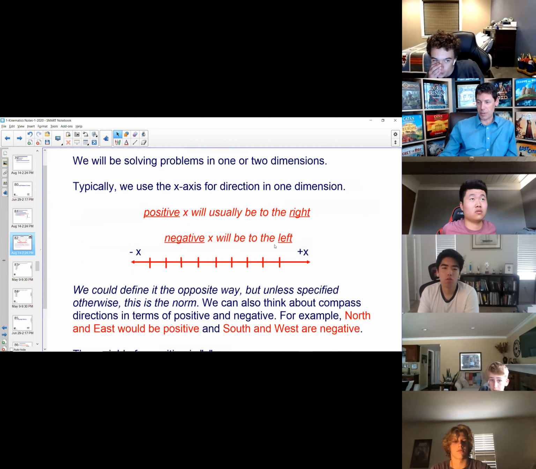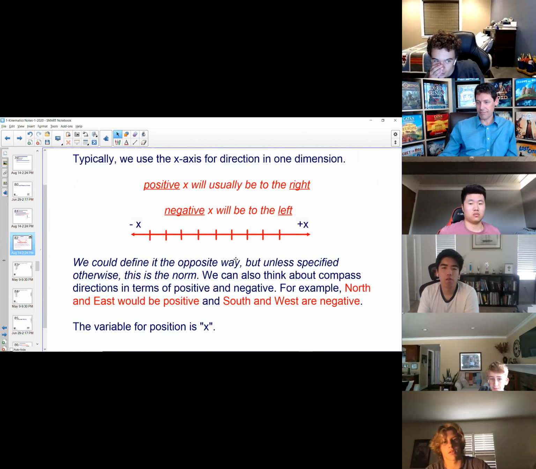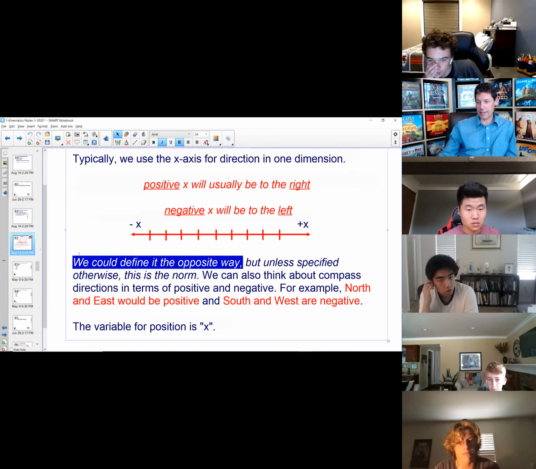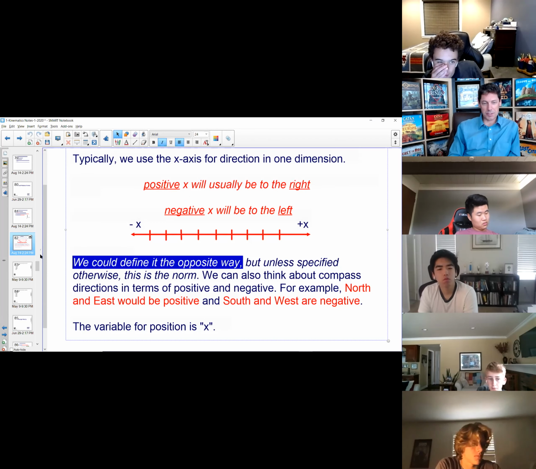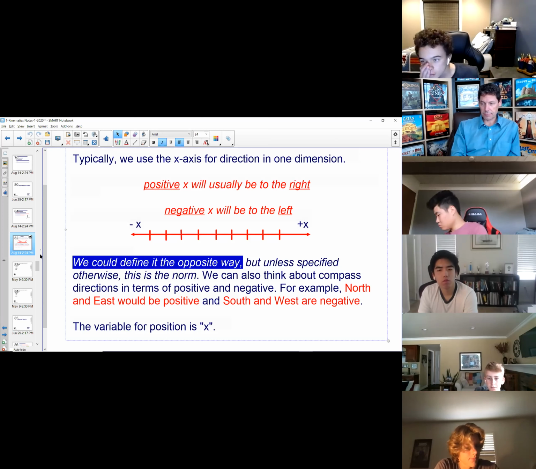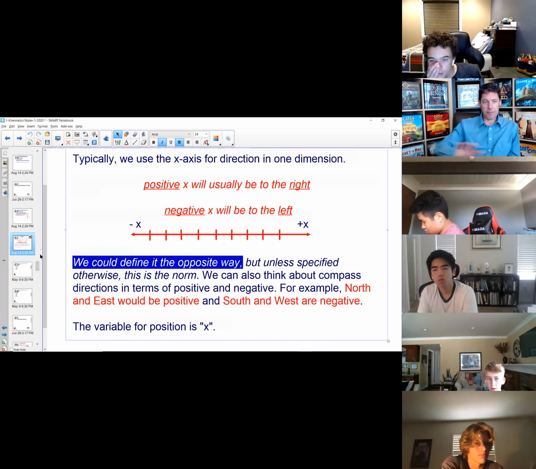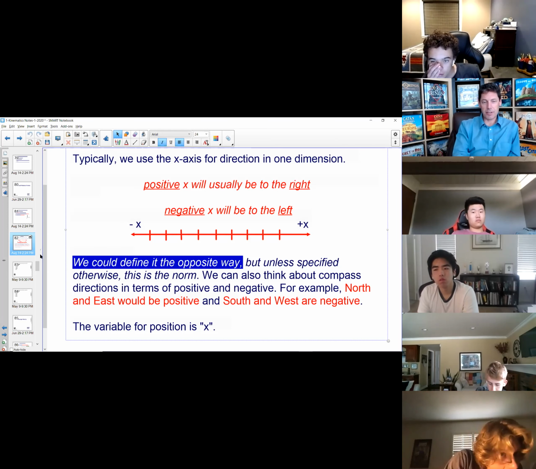Here's the new bit. We could define it the opposite way. And that is something I haven't mentioned yet. Or at least I don't think I have. Sometimes a student will ask and I'll bring it up, but I haven't intentionally brought it up until today. So while we usually think of right as positive and left as negative, you could for some reason say, you know what, I want left to be positive and right to be negative.